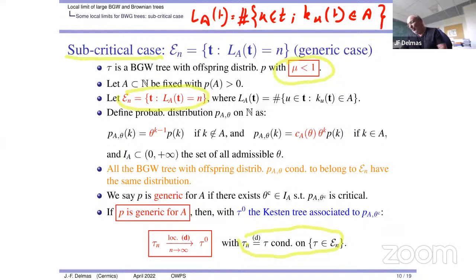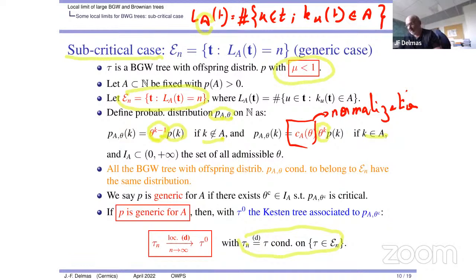So for this reason, I introduce a family of distributions, P, indexed by the set A I'm considering here, and a parameter theta. This kind of distribution is exactly equal to the initial offspring distribution, but for the weight here, the exponential weight of the form theta to the power k minus 1. So this is when k is not in A, and when k is in A, I put a weight equal to theta to the power k. And then, as you see, there is this quantity here, which is a normalizing constant. So this is the normalization. Okay, so it's not always possible to get a probability distribution for a given theta. So there is a set of admissible theta.